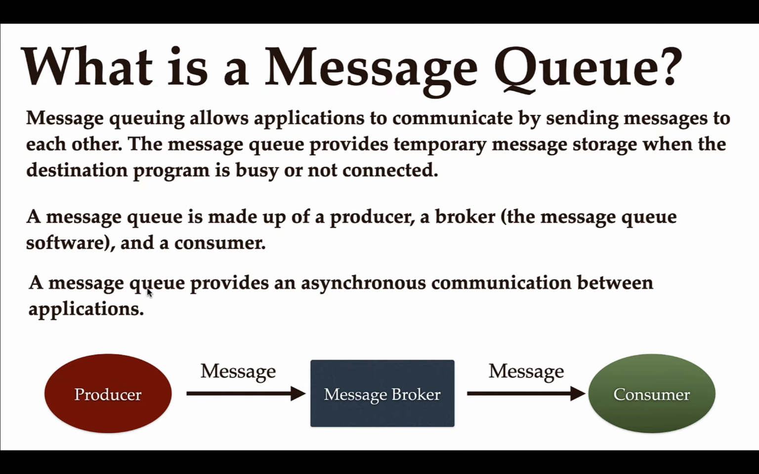Basically message queue is widely used for asynchronous communication between producer and consumer. A producer can be a different application and consumer can be a different application. And basically we use a message queue for asynchronous communication between multiple applications.